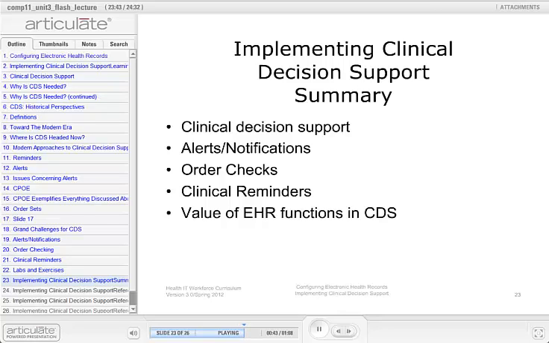Although the lab exercises are performed in the VISTA simulation EHR system, alerts, order checks, and clinical reminders are tools that are implemented in all EHR systems. Understanding how to customize these functions is important for configuring an EHR to effectively implement clinical decision support features in any healthcare organization.